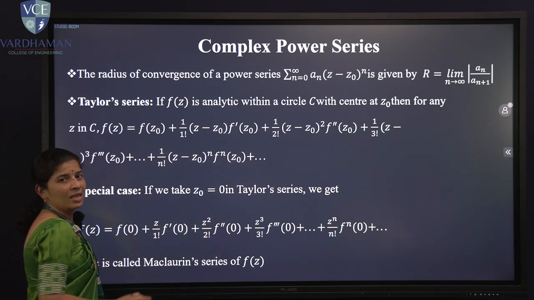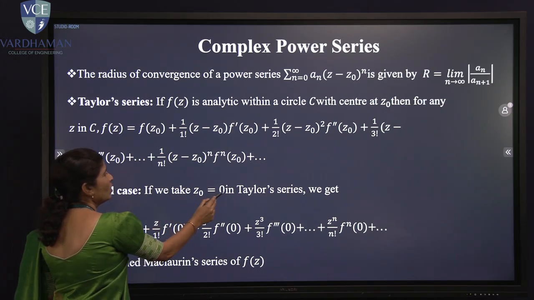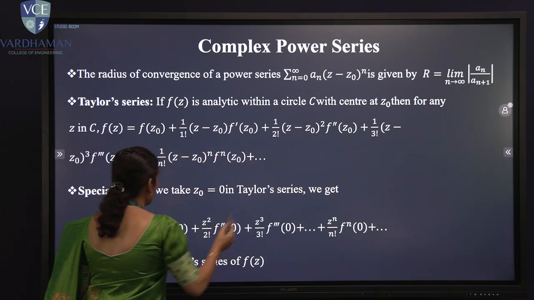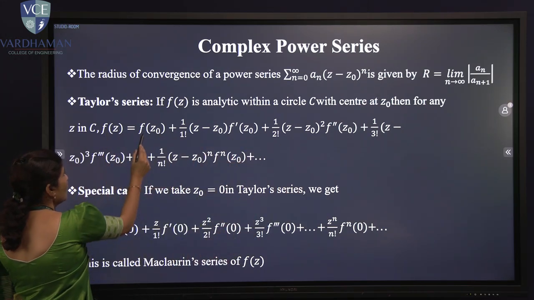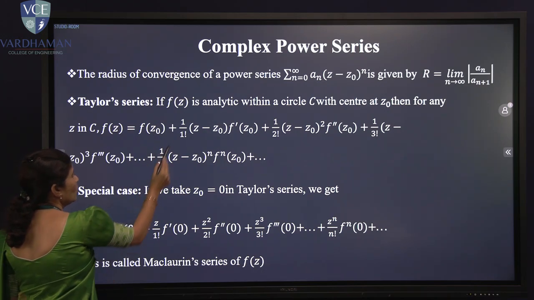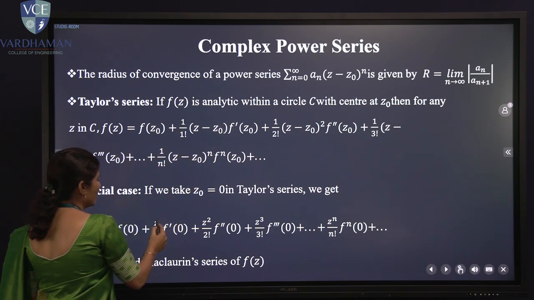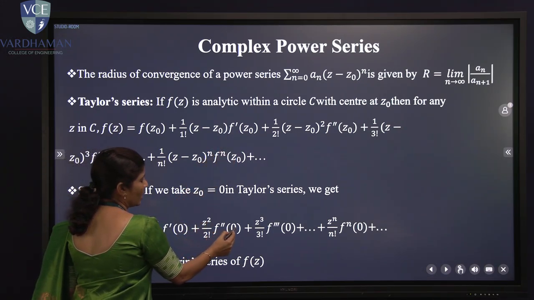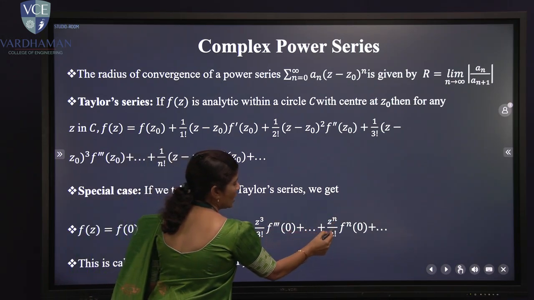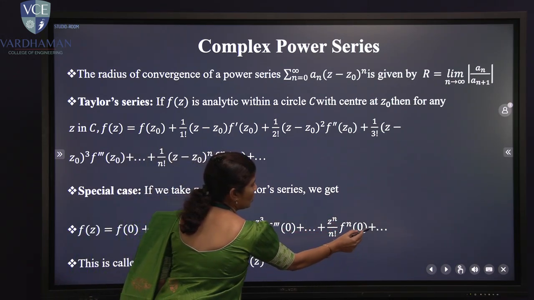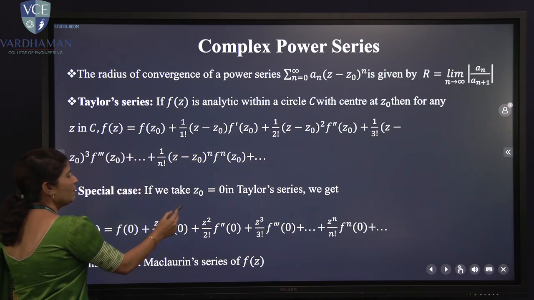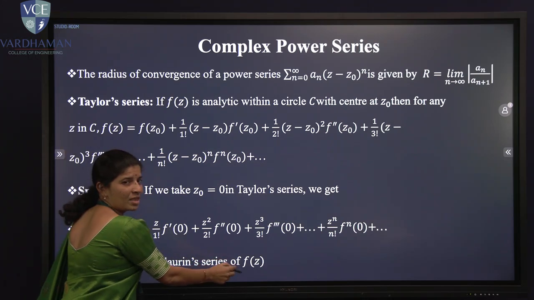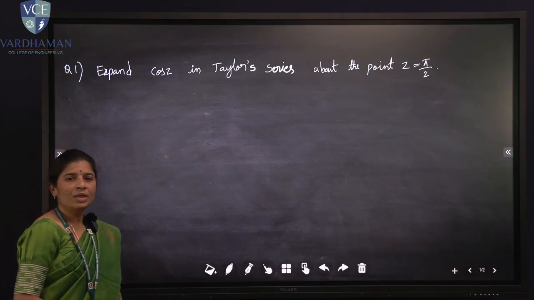Now, in the special case, if we replace z naught value by 0, this Taylor series is converted into f of z equals f of 0 plus z upon 1 factorial f dash of 0 plus z square by 2 factorial f double dash of 0 plus so on, plus z raised to n upon n factorial f power n of 0 plus so on. If we replace z naught by 0 in the Taylor series, this series is called the Maclaurin series of f of z. Already we know about the Taylor series expansion.